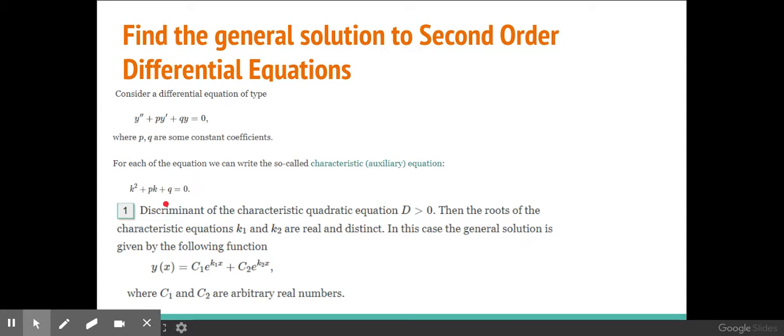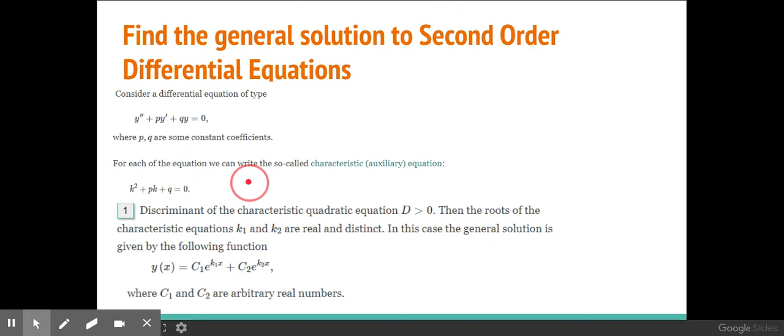So again, let me say that again. If your quadratic, you can solve it by factoring or quadratic formula where you produce real solutions, not imaginary ones, then your solution is going to follow this pattern where the solutions become multiplied times x in your exponents. So k1 here is a solution of this quadratic, k2 is a solution of this quadratic.